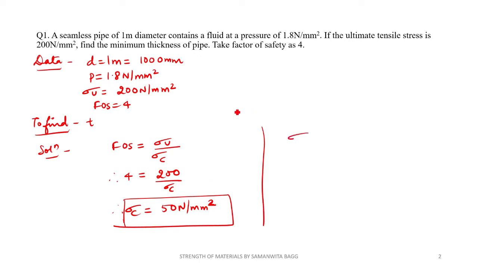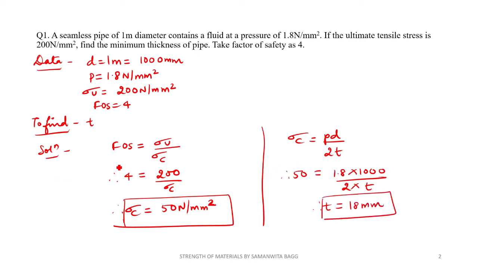Next, we can use the formula of sigma C as PD upon 2T. So this is 50 is equal to 1.8 into 1000 upon 2 into T. Therefore, T I obtain as 18 mm.